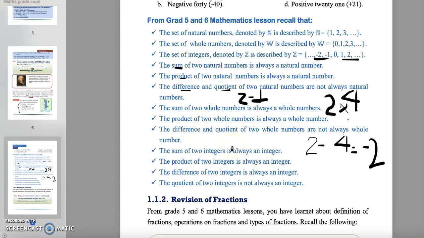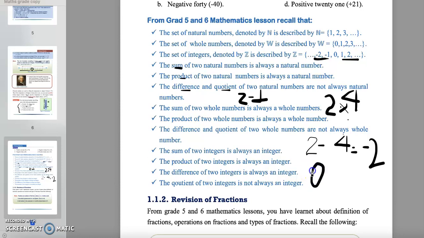And the same goes for whole numbers. The sum and the product of two whole numbers is always a whole number. But the difference and the coefficient of two whole numbers is not always a whole number, and we can see this by taking examples. A whole number is not any different from a natural number except it contains 0.